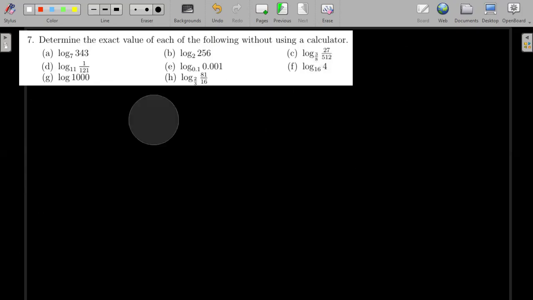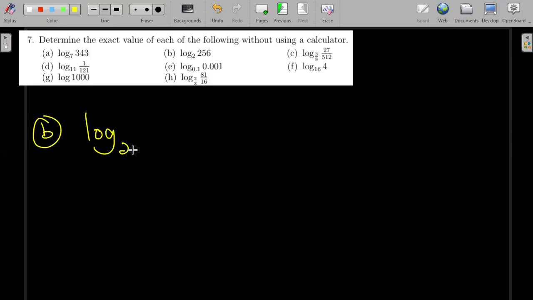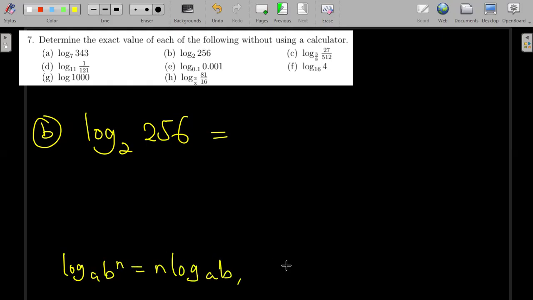Let's look at B. Okay, so B, we have log base 2 of 256. Okay, so we're just using those same laws that we wrote down here. These same ones here. These are the ones that we're going to be using. Okay, log a base a, it's just 1. So what we want to do here is make this guy here be 2 to the power something. Okay, so 256 expressed as a 2 to the power something. What do you think it is?